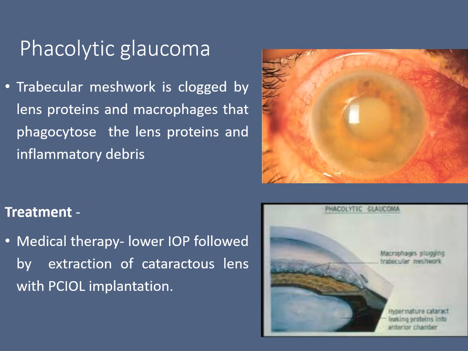Then another form is phacolytic glaucoma. Here, the trabecular meshwork is clogged by the lens proteins and macrophages that phagocytose the lens proteins and inflammatory debris. Here again, first we will lower the pressure, followed by the extraction of cataractous lens with PCIOL implantation. In all kinds of lens-related glaucomas, the main treatment is cataract extraction with IOL implantation. But before that, we have to control the pressure.